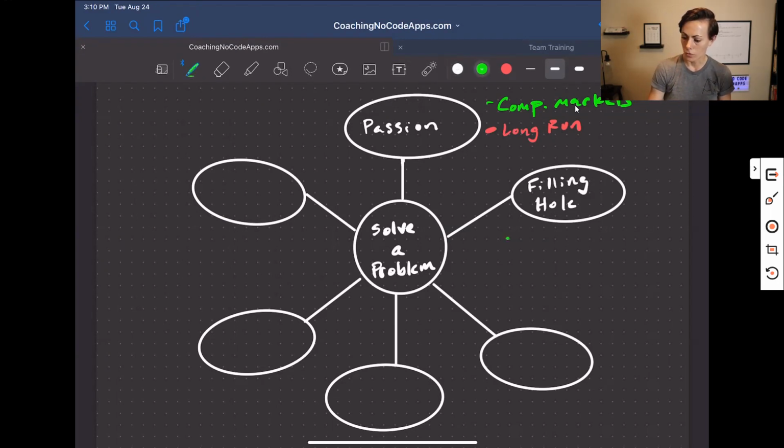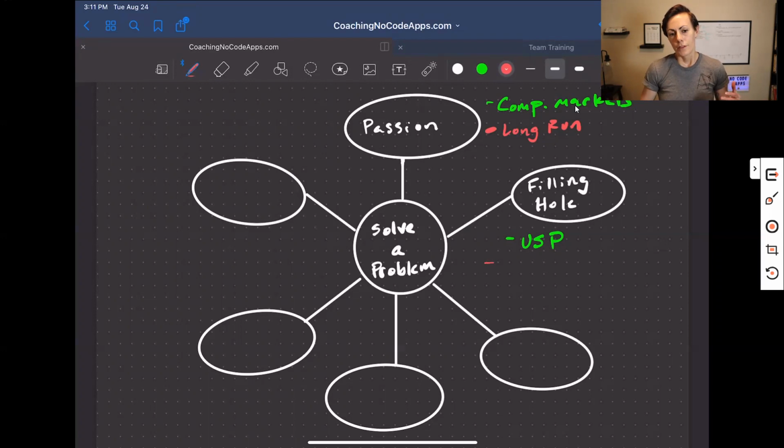So filling a hole is something that can serve as a really strong, unique selling proposition. In other words, how are you different? If the existing solution someone is using is not quite filling all of their needs, well, maybe your app does. And maybe that is something that's a really unique selling point for you, which will draw people to you.